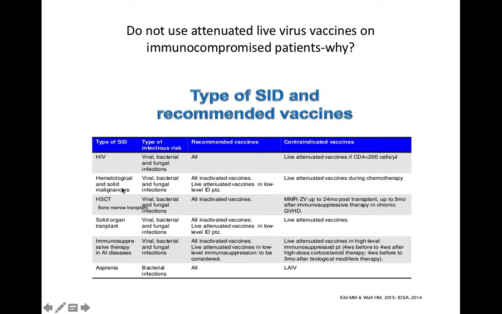Blood and solid malignancy, so cancers here, you guys. So don't give live attenuated vaccines during chemotherapy. Patients that have bone marrow transplants, don't give the MMR, that's measles, mumps, rubella, or varicella zoster.